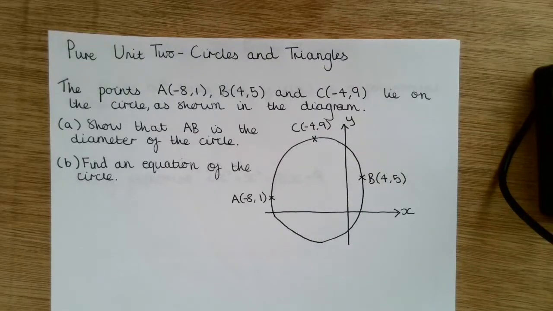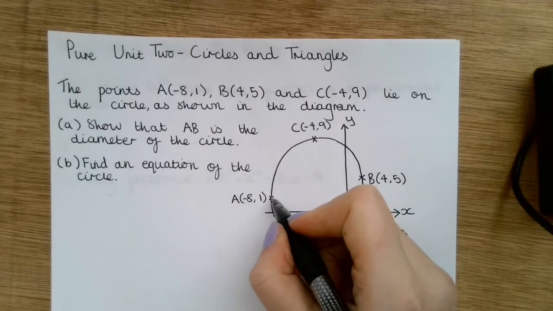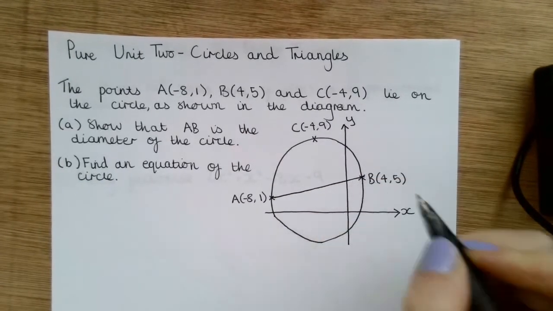Today's revision video is on Pure Unit 2, looking at circles and triangles. For this question, I'd recommend that you pause the video, get the question written down, and get the diagram drawn. It says the points A, B and C lie on the circle as shown in the diagram, and we want to first of all show that AB is the diameter of the circle.